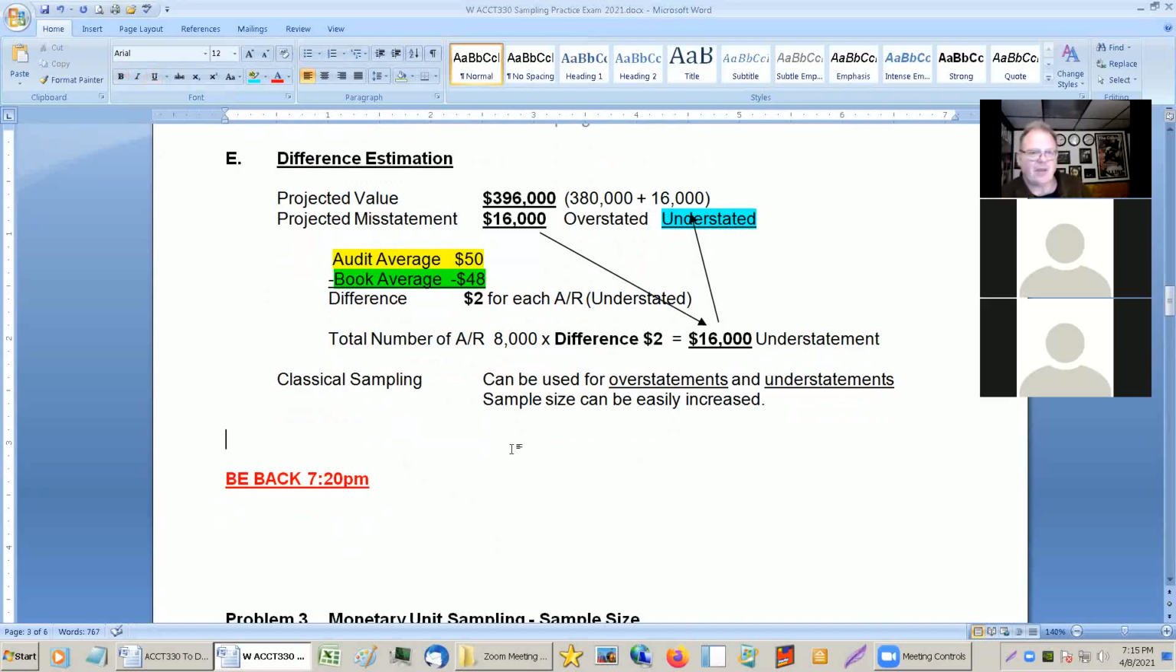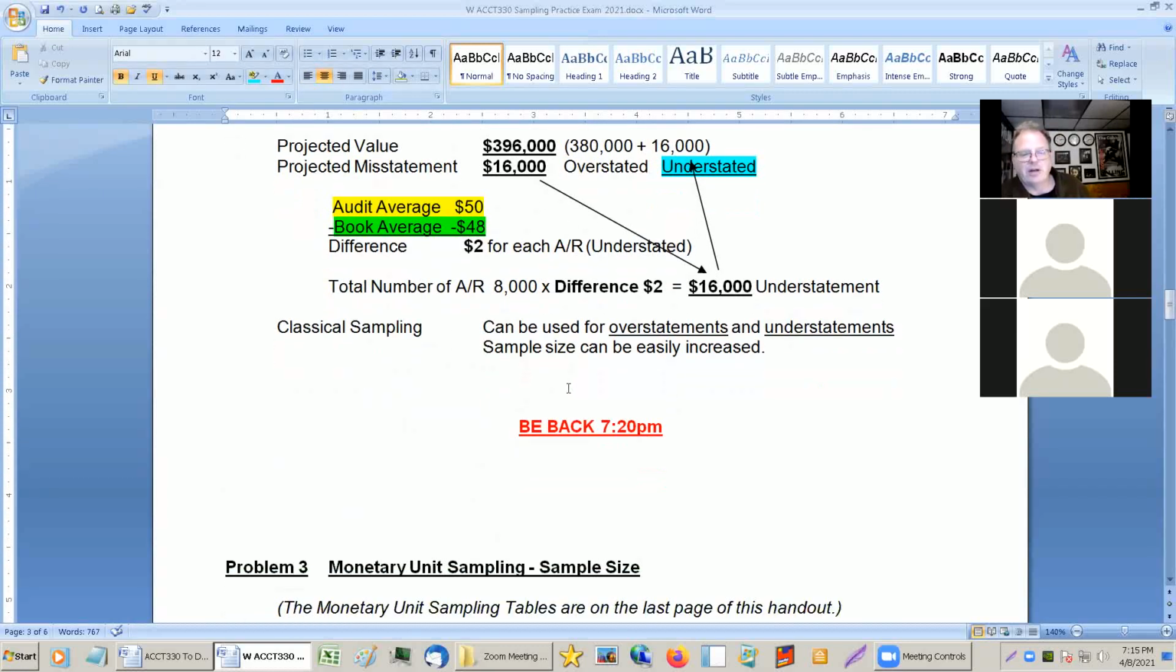Okay, so I'll be back at 7:20, and we will do monetary unit sampling. And once we're done with this handout, that's going to be it. And then you guys go on break. Yay. Okay. See you in about 5 minutes.